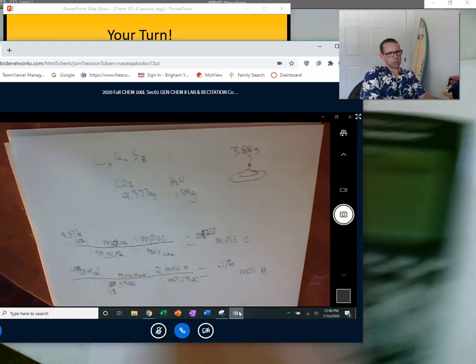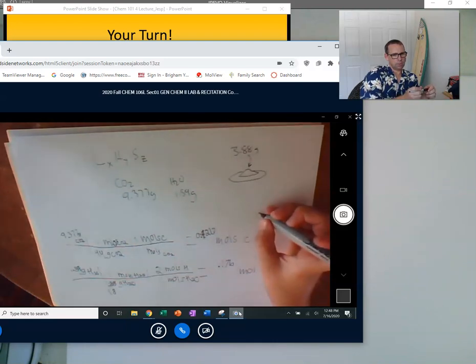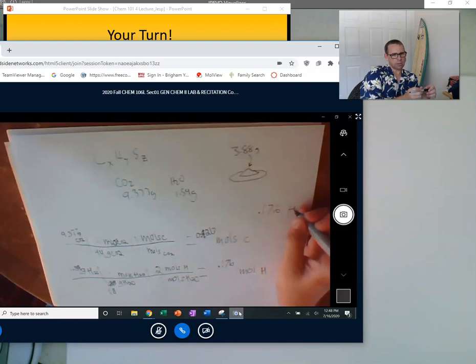No, we convert the moles of hydrogen. So 0.176 divided by 1? Yep, that's right. I did that in my calculator. Yeah, okay, that's 0.176, right? Grams of hydrogen, right? Very good.